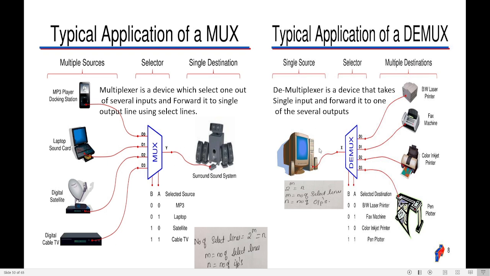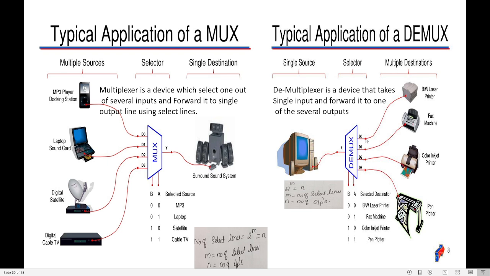Let us look into a demultiplexer. A demultiplexer is the reverse of a multiplexer. It is a device that takes a single input and forwards that single input to any one of the several outputs. A multiplexer will have several inputs and a single output, whereas a demultiplexer will have a single input and several outputs.